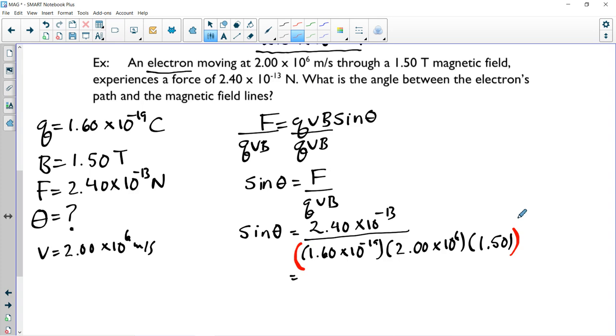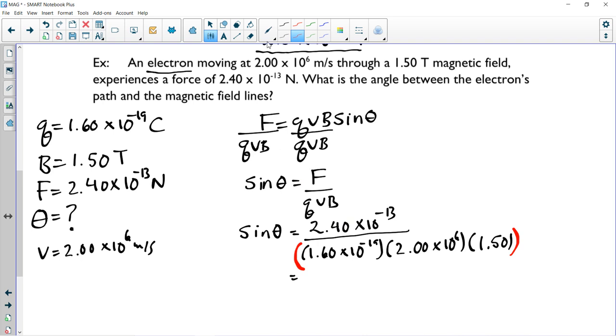So 2.40 exponent negative 13, divide by 1.6 exponent negative 19, divide by 2 exponent 6, divide by 1.5, and that'll work exactly the same as using brackets. And if you do that, you get a really good number.